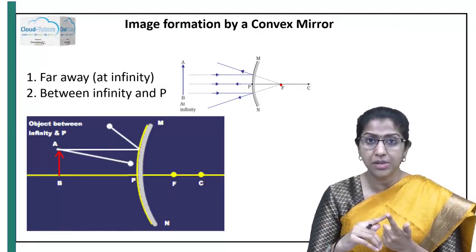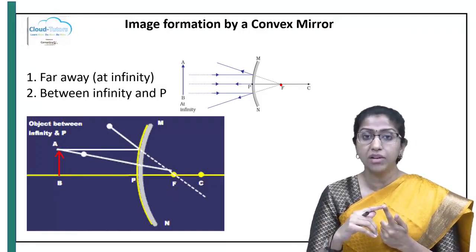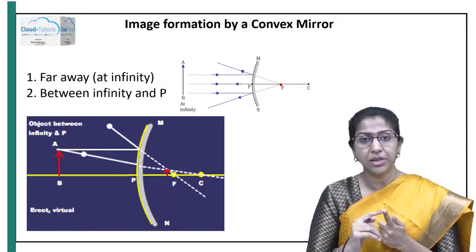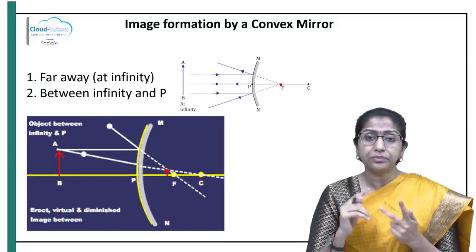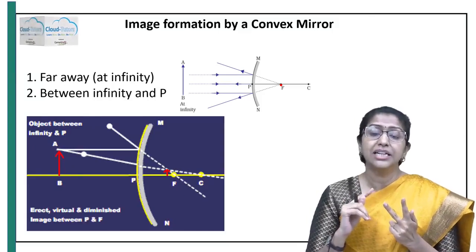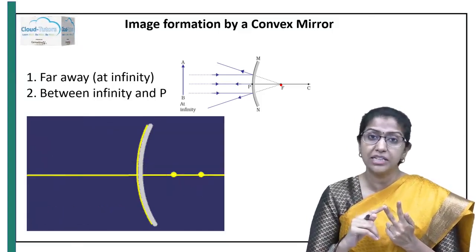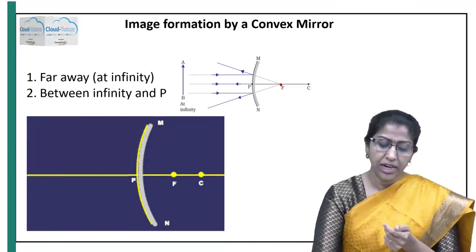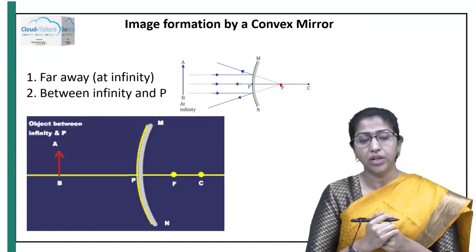What is the nature of the image? It is virtual and erect. As I've already mentioned, convex mirrors cannot form any kind of real images at all. And what is the size of the image when compared to the object? It is point-sized or highly diminished. It is formed at the focus.